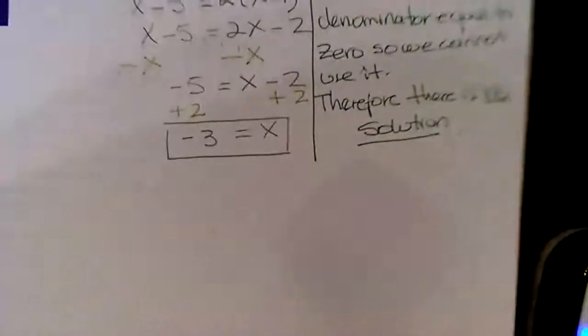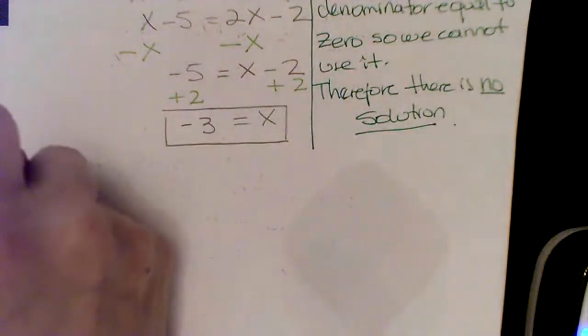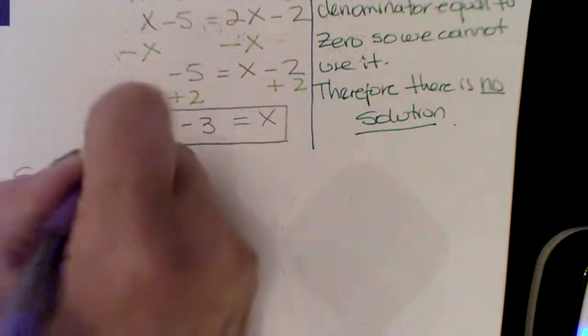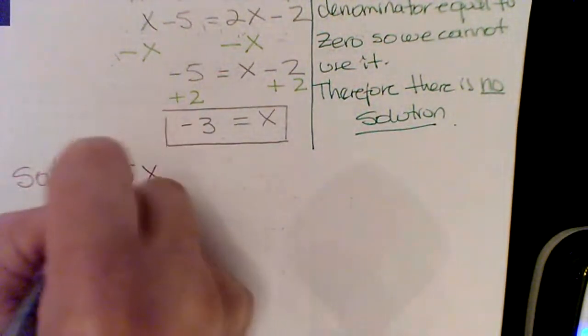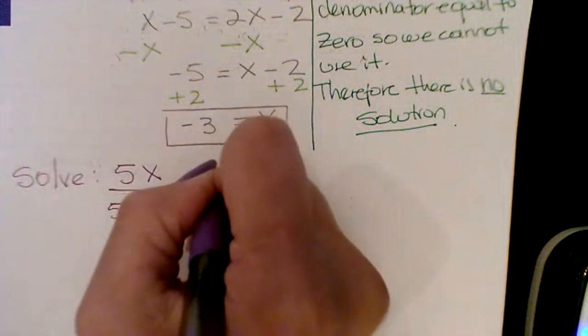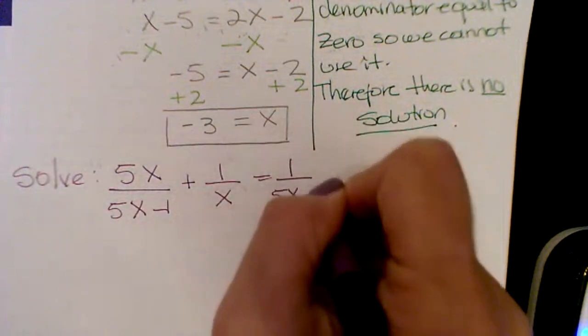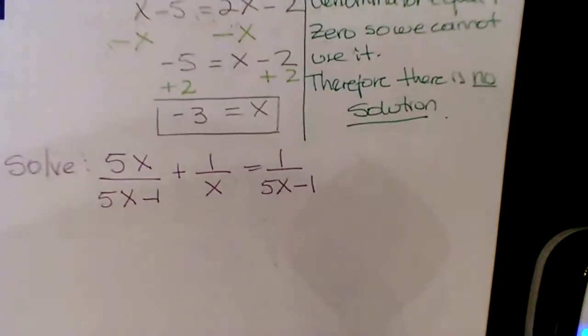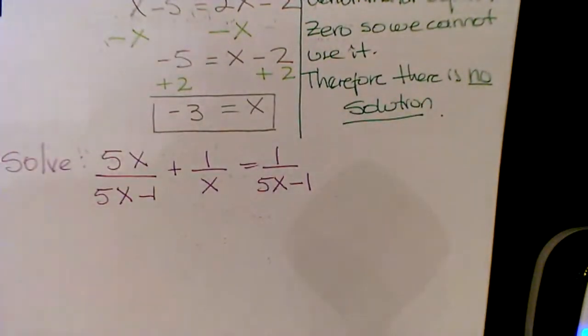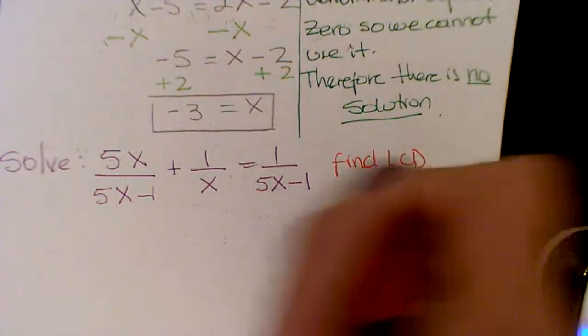Now I have another one here. This one says solve, and we have 5x over 5x minus 1 plus 1 over x equals to 1 over 5x minus 1. Okay? The first thing that we need to do is match the denominators, right? In other words, find the lowest common denominator.